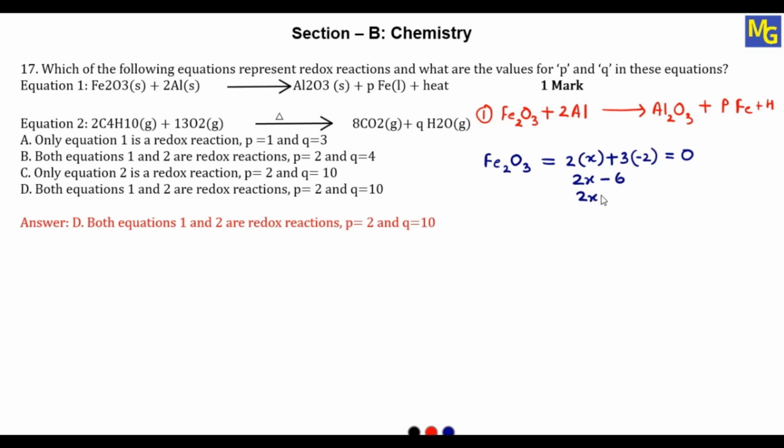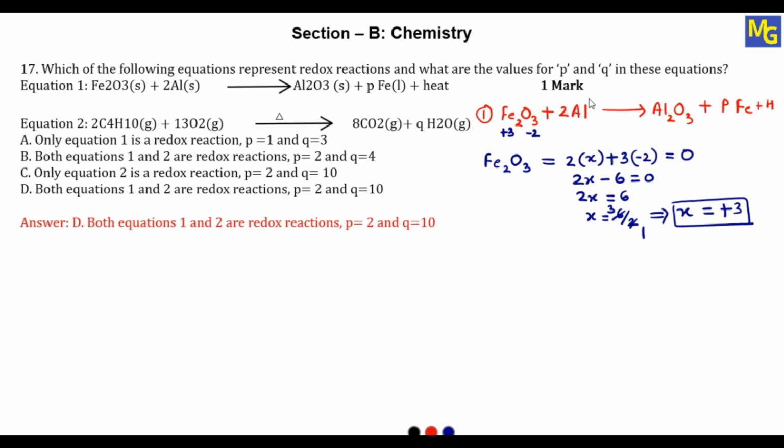So 2x equals 0. Shifting minus 6 to the other side, it becomes 6, and x equals 6 divided by 2, so x equals 3. One times 2 is 2, 2 times 3 is 6, so here plus 3. So the oxidation state of Fe in Fe2O3 is plus 3, so I'll write plus 3 here. We got that, and for oxygen I told you it was minus 2, so minus 2.